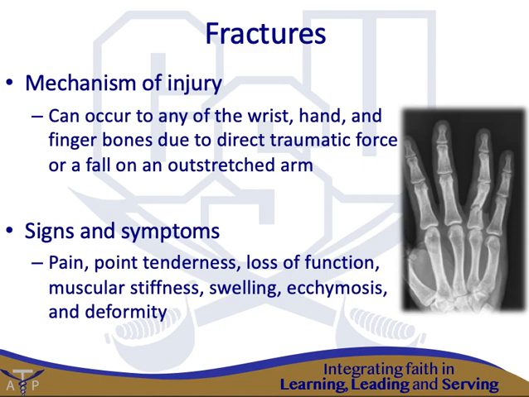Typical signs and symptoms of fractures in the wrist, hand, and fingers include pain, point tenderness, loss of function, and muscular stiffness. Swelling may also be present with some discoloration. The area may or may not present with deformity. As you can see in the picture there, that is an x-ray of a spiral fracture of the fourth phalange. And we can see that there is some deformity, that it is off to the side there.